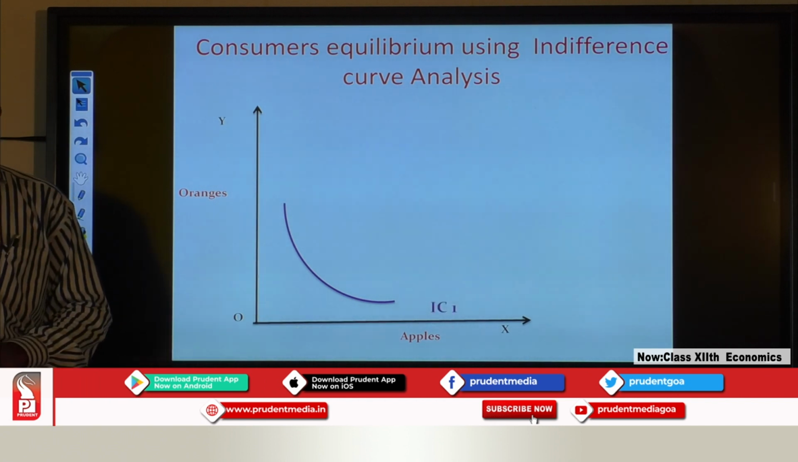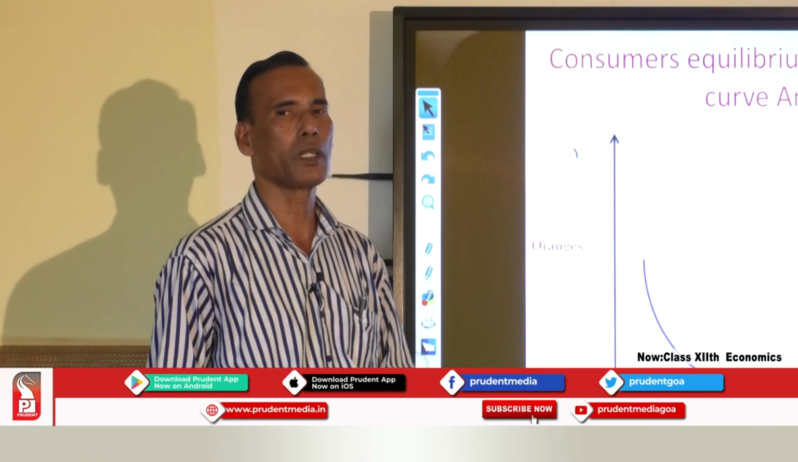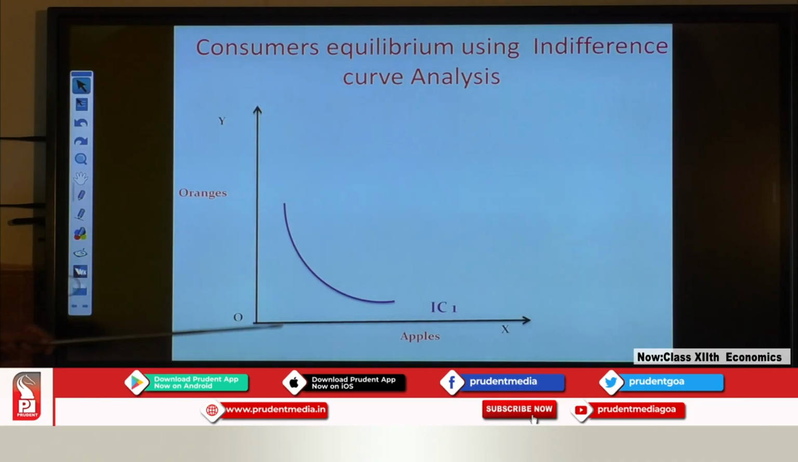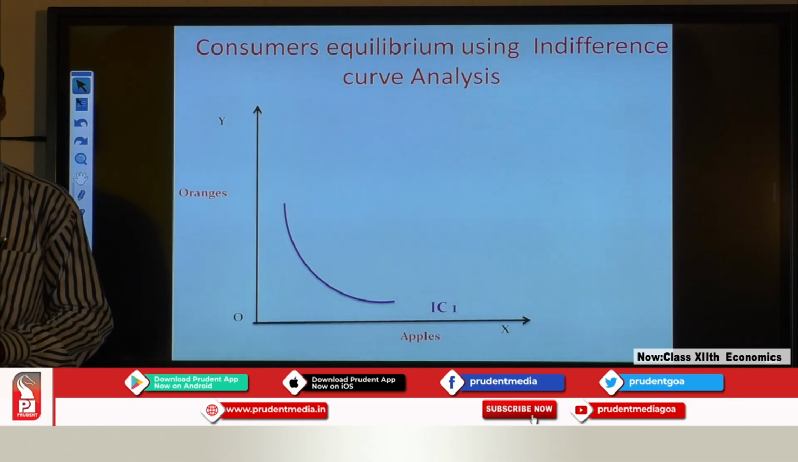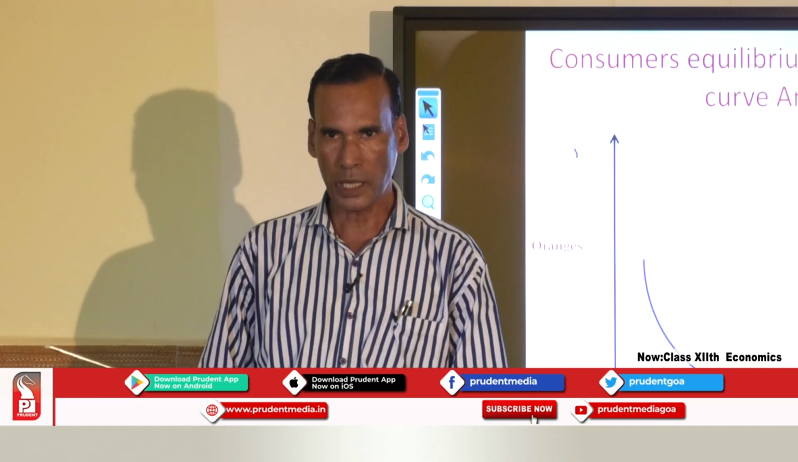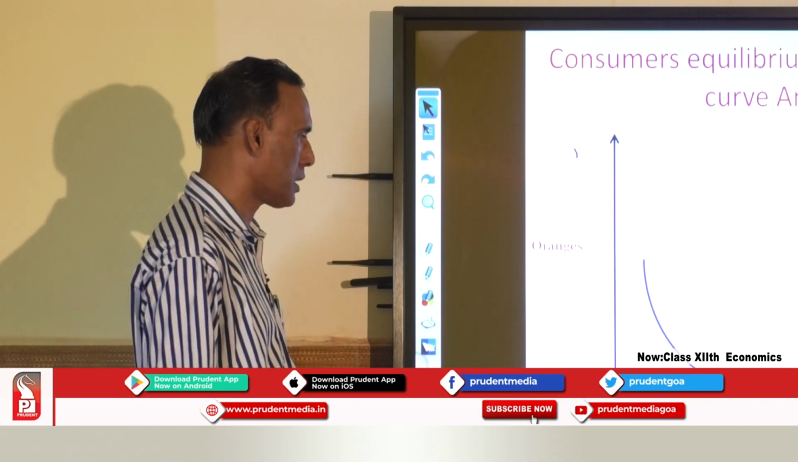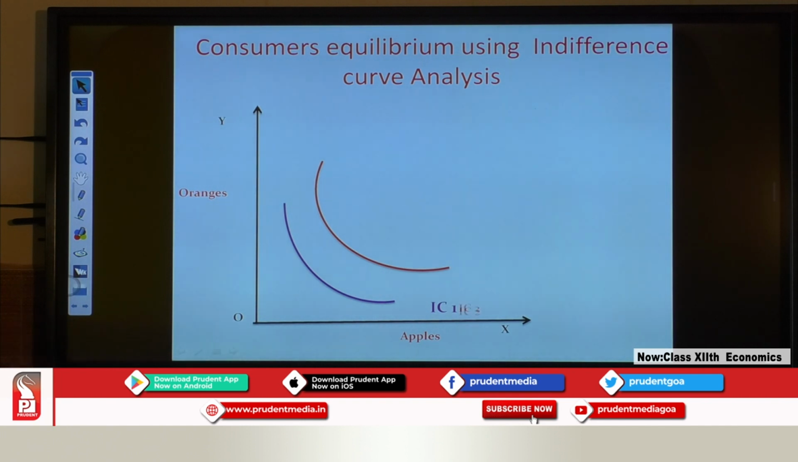Indifference curve 1 or IC1, as explained to you earlier. The points lying on the indifference curve indicate the same level of satisfaction which a consumer acquires. Might be over here, or over here. So, all the points lying on the indifference curve give the same level of satisfaction to the consumer. Let us draw another indifference curve IC2. Again here, the combinations that are lying on indifference curve 2 give the same level of satisfaction to the consumer.